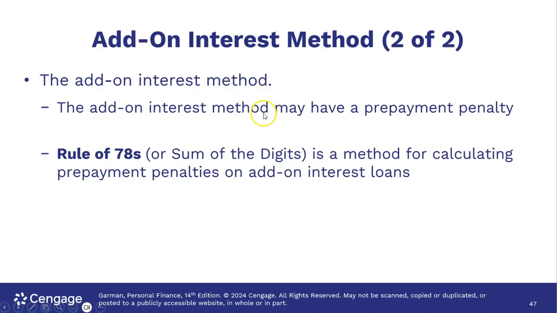So with add-on interest, the loan may have a prepayment penalty. Use Rule 78, for example, or sum of the digits, the method for calculating repayment penalties on add-on loans. So basically, with an add-on loan, you get little or no credit for what you've paid when you pay off the loan early.